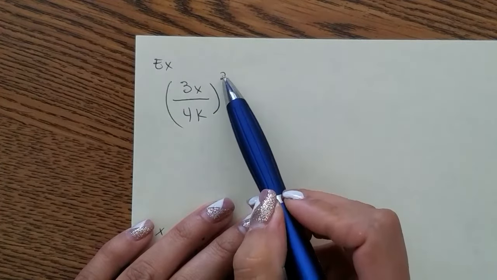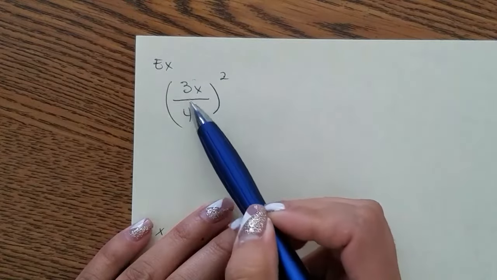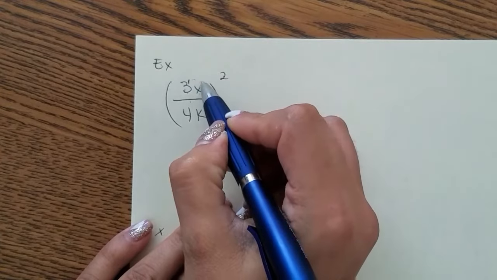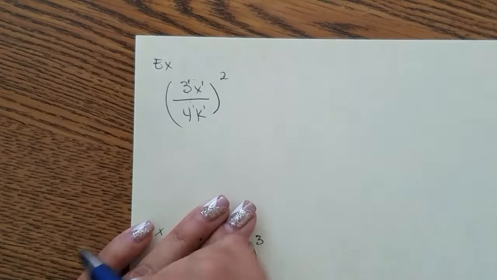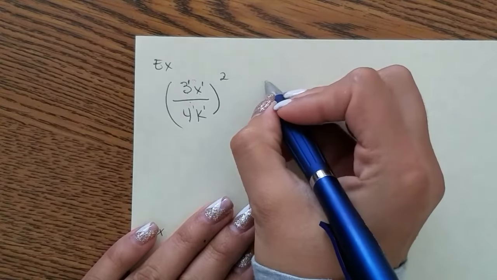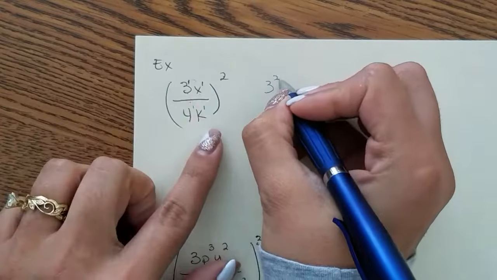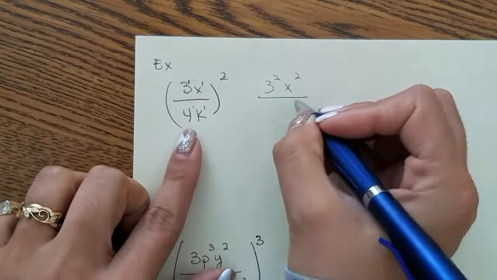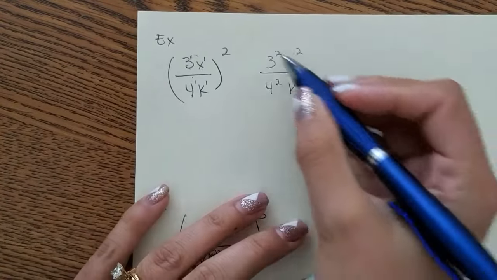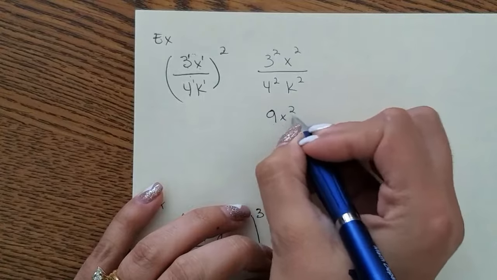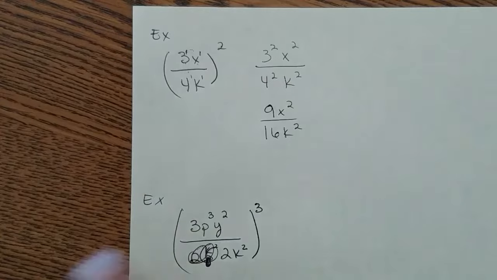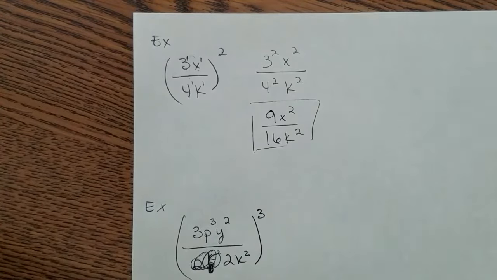Same thing here. This exponent gets applied to everything that's in here. So to this 3, to this x, to that 4, and to that k. What you would do is note that these are powers of 1 on all of them, and you are multiplying it times those exponents that are already there. So you have 3, 1 times 2 is 2, x squared over 4 squared k squared. These you always evaluate, so 3 squared is 9, x squared, and 4 squared is 16, k squared. Okay, and that would be your final answer, and you would simplify if you could.